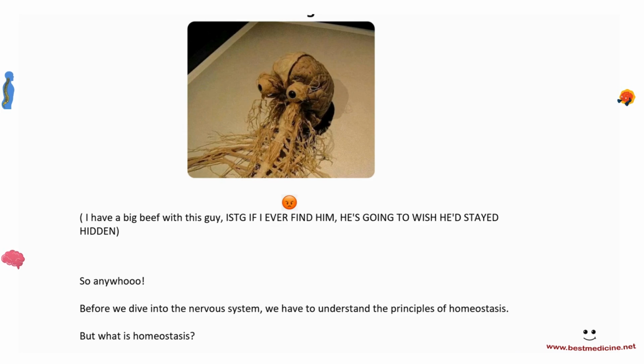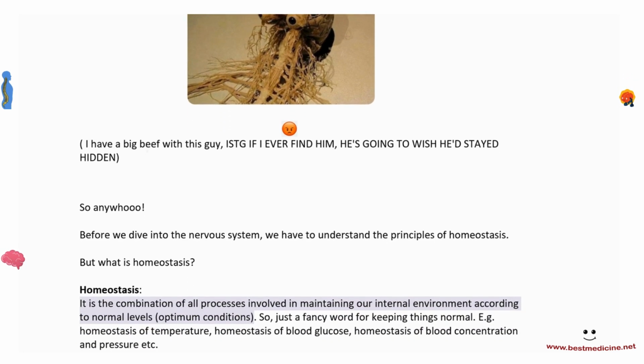We also have blood pressure. Our blood pressure normally is 120 by 80 millimeters of Hg. If it increases too much, we gotta decrease it. If it decreases too much, we gotta increase it. And so again, that is the homeostasis of blood pressure. So homeostasis essentially is just a combination of all the processes that are involved in maintaining our internal environments according to normal levels. For example, homeostasis of temperature, homeostasis of blood glucose, homeostasis of blood concentration and pressure, etc.